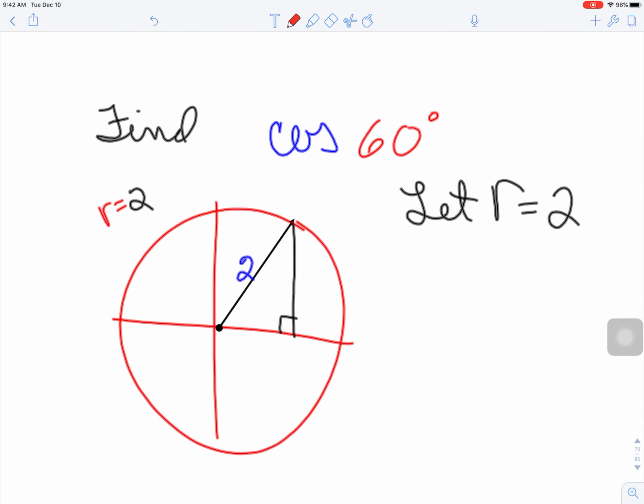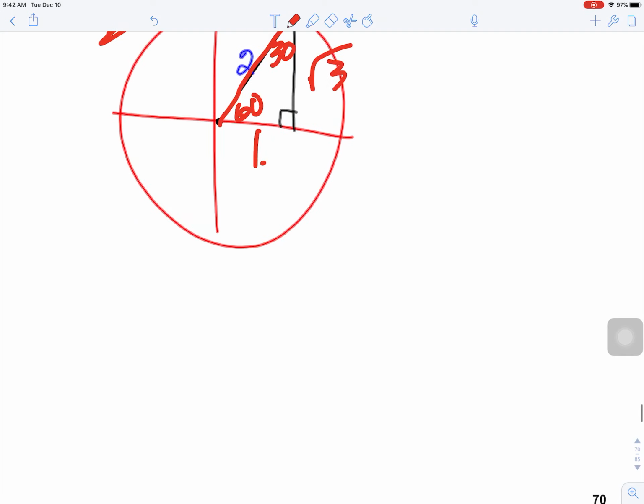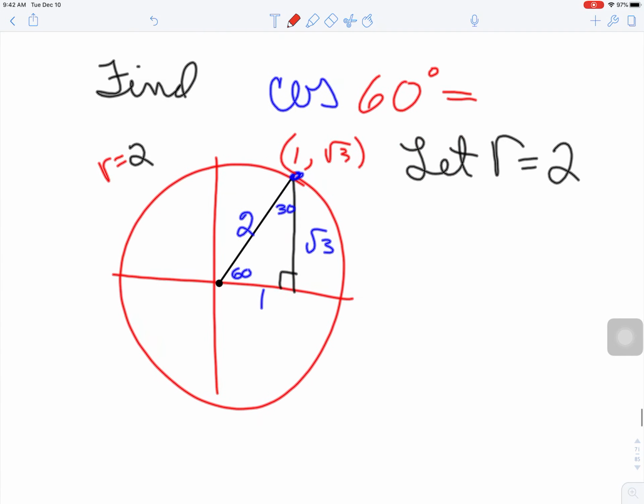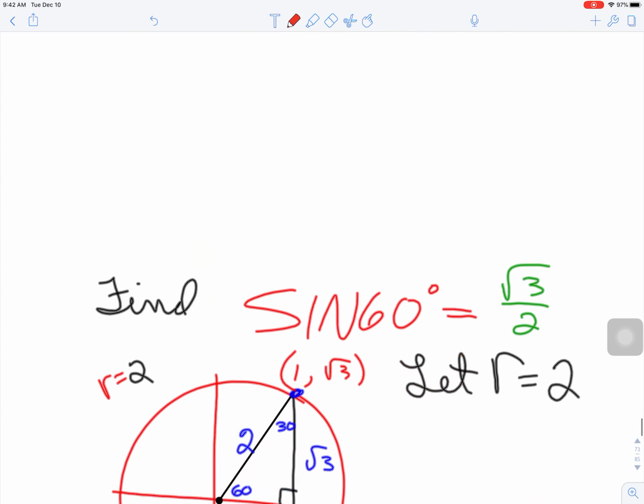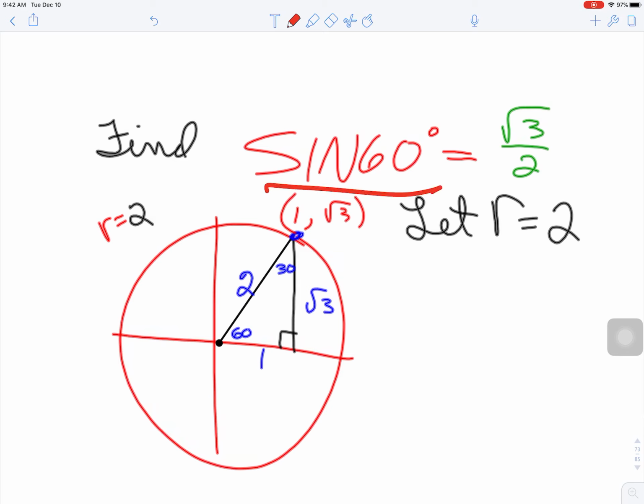Let's do cosine of 60. Well, I'm going to keep that radius at 2. It's just easier. This is 60, which makes this 30. Side across from the 30 is half the hypotenuse. Side across from the 60 is that number times the square root of 3. There's the 3 pieces of information I need to figure out the cosine. Cosine is defined as the x value over the radius. Look at that. Cosine of 60 was 1/2. Sine of 30 was 1/2. They both have the same answer. Sine of 60, though, is the y value over the radius, so square root of 3 over 2.